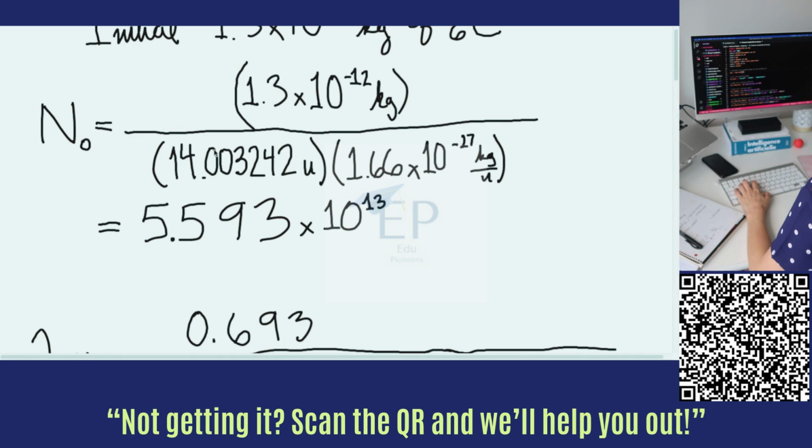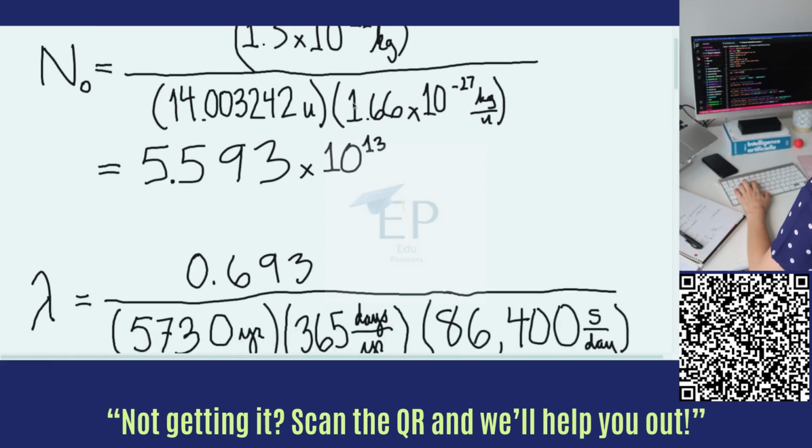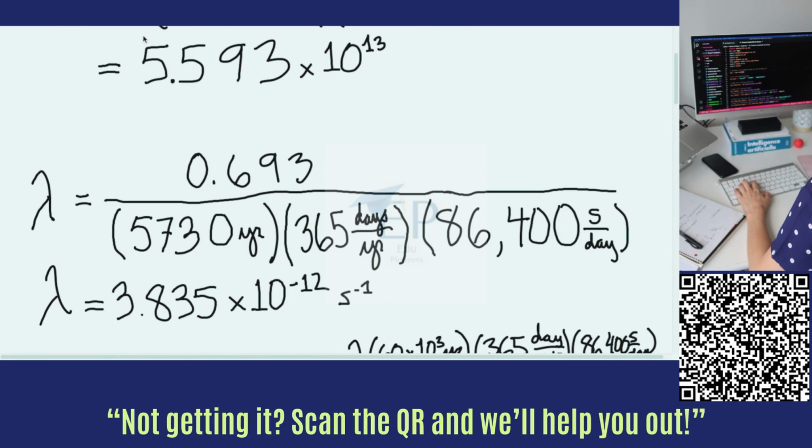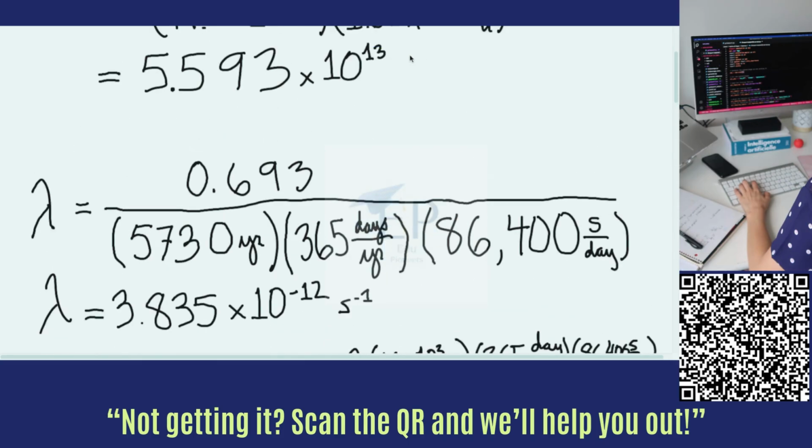That we can find by looking up the atomic mass in atomic mass units of carbon-14 and multiplying that by the conversion factor for atomic units to kilograms. That product we are going to divide into the 1.3 times 10 to the negative 12 kilograms, and we're left with, initially, 5.593 times 10 to the 13th carbon-14 atoms present in the animal at the time of death.